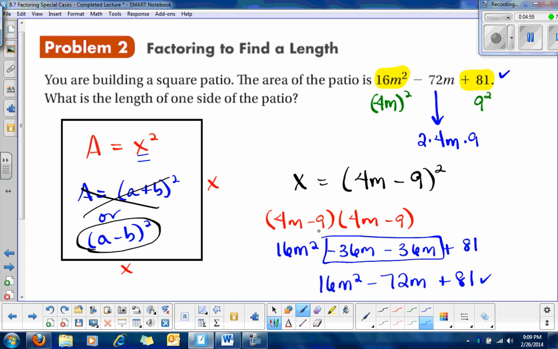So we have the correct binomial. This is our final answer. Simple.